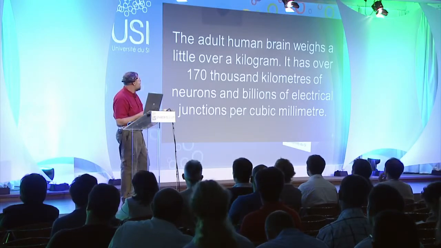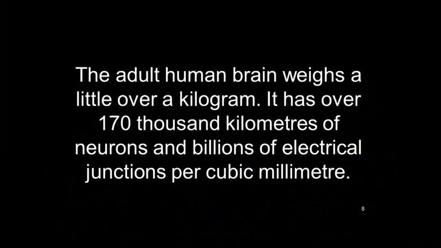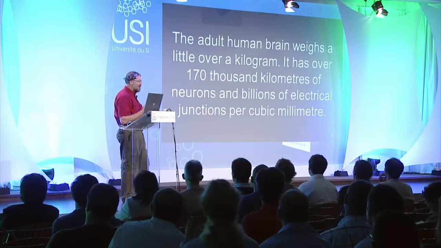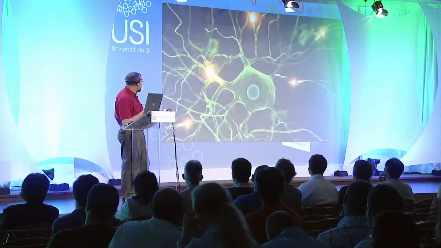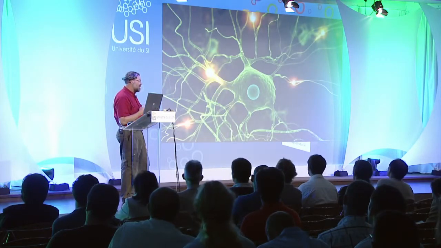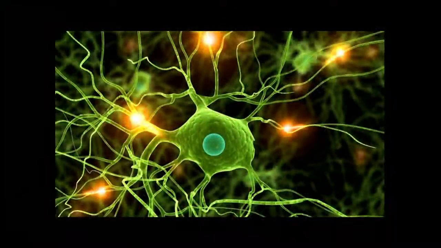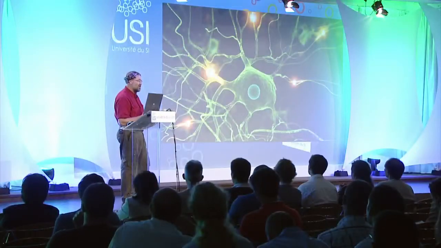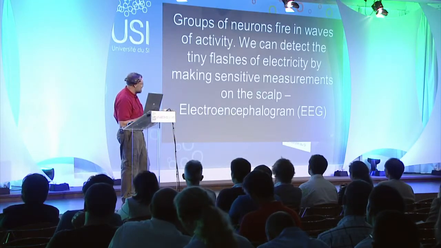The adult human brain, a bit over a kilogram, has about 170,000 kilometres of neurons, and there are billions of junctions. It's a massive computer, and it's very complicated, and there are very tiny electrical junctions. Each electrical junction is between a neuron and an adjacent neuron, and there are little dendrites off each neuron, and they connect with thousands of other neurons, millions of, in some cases. And the communication is chemical, but what is generated is a small electrical charge each time a signal fires from one neuron to the next.